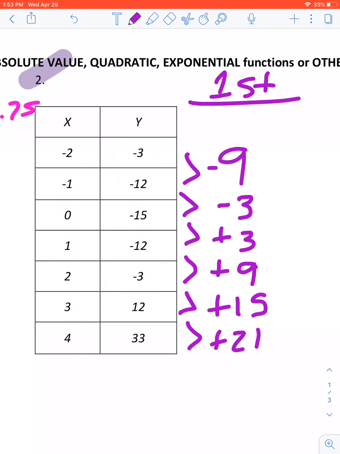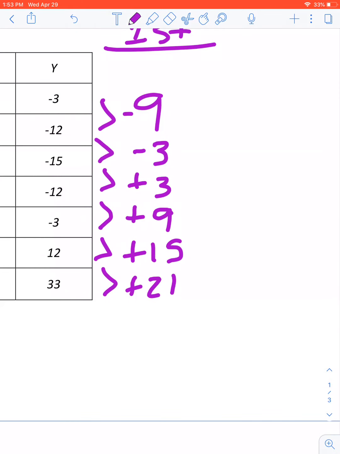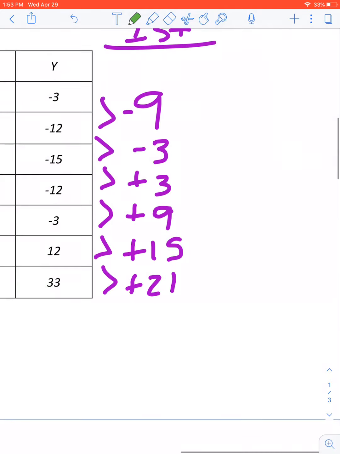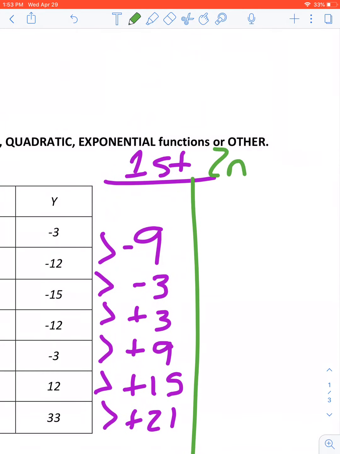That's not the same number, so it's not linear. And it's not the same number in opposite signs, so it's not absolute value. So it's got to be something else. Let's find then our second difference, okay? And we'll do that in a different color. For our second difference, you take the first difference and find the difference.